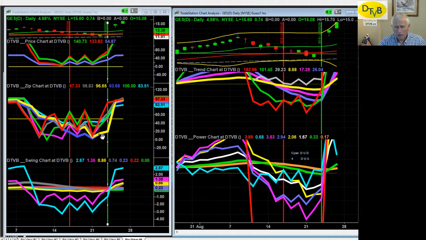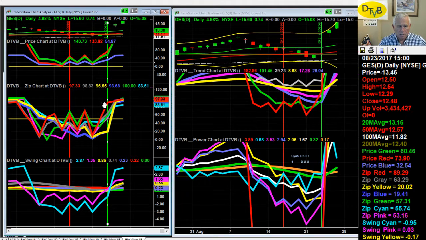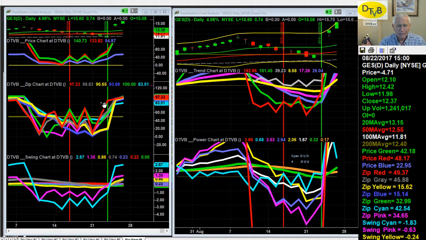There are other lines to compare, but in this particular example, the day before the vertical green line, zip red was at 49.37 and zip gray was at 45.88. That's just about $3.50, I guess. The difference between those 2 lines is roughly $3.50. On the vertical green line day, we had zip red at 89.29 and zip gray at 63.29. So it was exactly $26 apart.